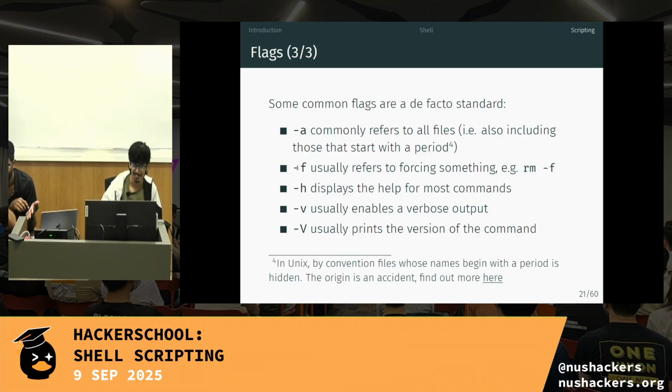Another common flag is -f, which you saw in rm -rf, which basically means forcing something. So in the context of rm, it means to force delete something. -h is help. Small -v is verbose output, which means give you more detailed logging, and big -V gives you the version of the command that you're using.